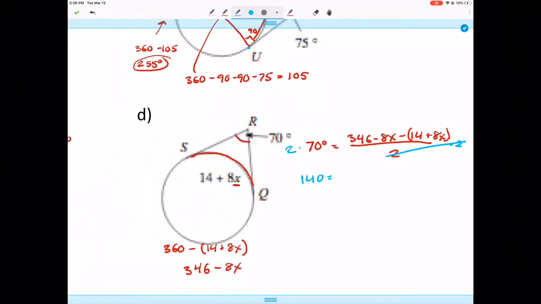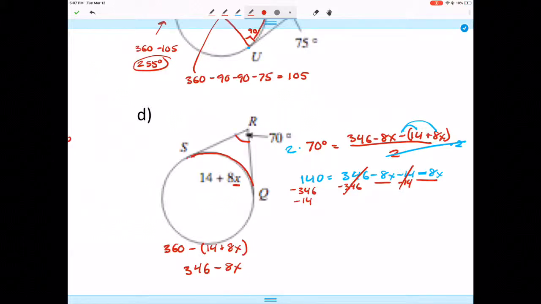We get 140 equals 346 minus 8x minus 14 minus 8x. So we need to distribute that negative. That gives us our negative 8x. All right, and then we would want to combine like terms. And we would maybe want to subtract 346 from both sides. Okay, so those would cancel. Give me a second to calculate this real quick. Can't do this in my head. 140 minus 346 minus 14. Okay, that gives us a negative 220, and we'd add up those negative 8x's, which give us negative 16x. And then we just need to divide both sides by a negative 16.